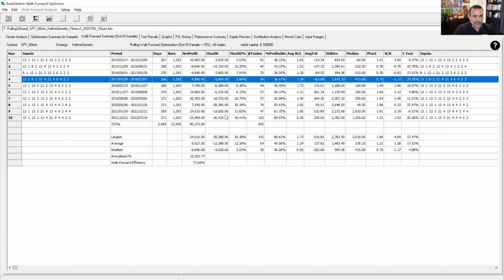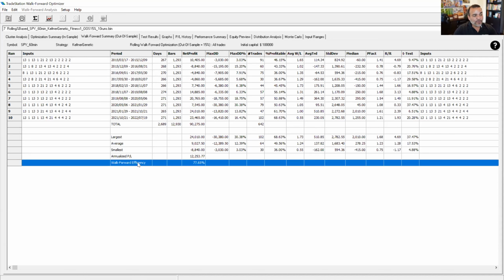And we have the drawdown numbers. This is all based on data that the strategy hasn't seen. In fact, it reinforces the walk forward efficiency. So this is doing 70% as good, 77%, almost 80% as good as the in sample. Pretty cool, huh?